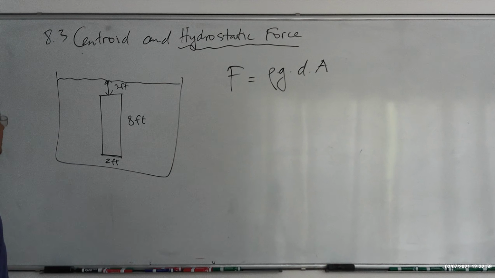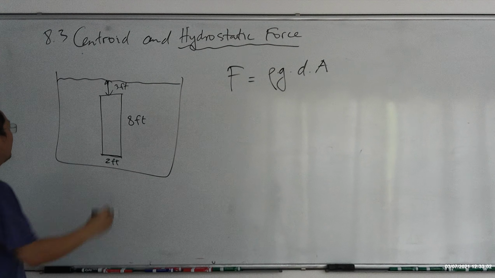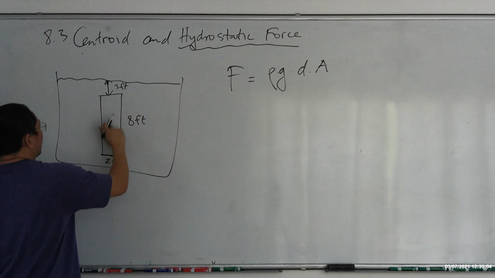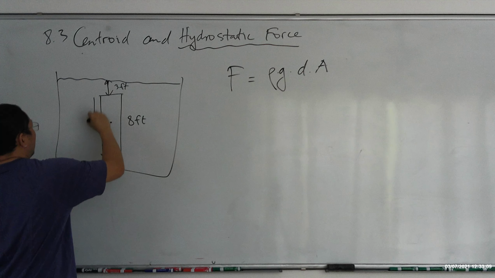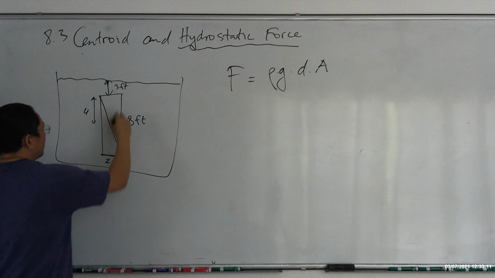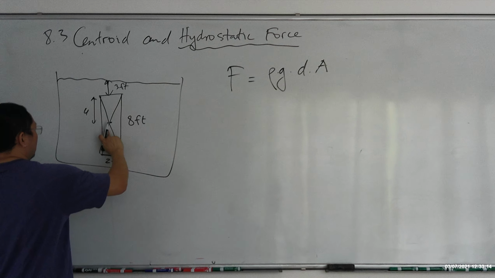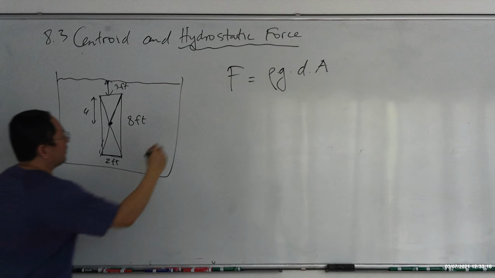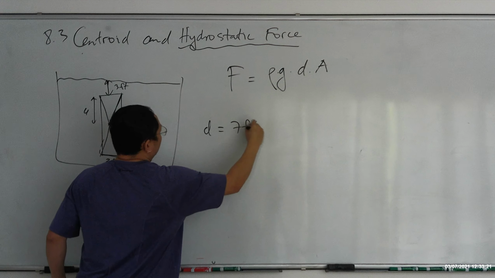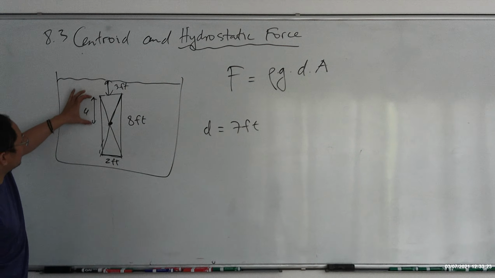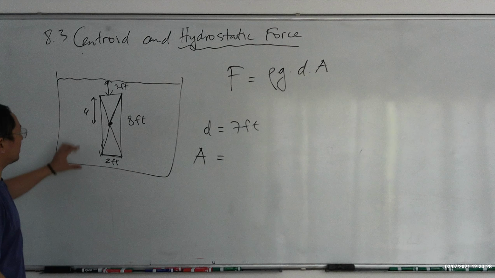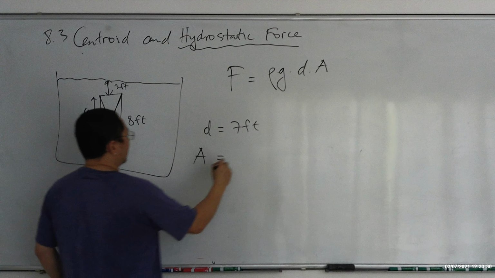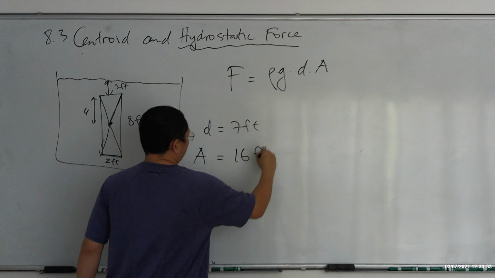Okay, so I can avoid calculus by, first of all, finding the center of mass right here. It's going to be in the middle. All right, this is 8 feet, so it's in the middle. So from here to here, it's going to be 4. Because I cross the 2 diagonals, I'm going to find the center right here. 4. So the depth is going to be 7 feet. How do I know 7 feet? This is 3, this is 4, so the depth is 7 feet. And what about the area? The area is going to be 2 times 8, so it's going to be 16 square feet.